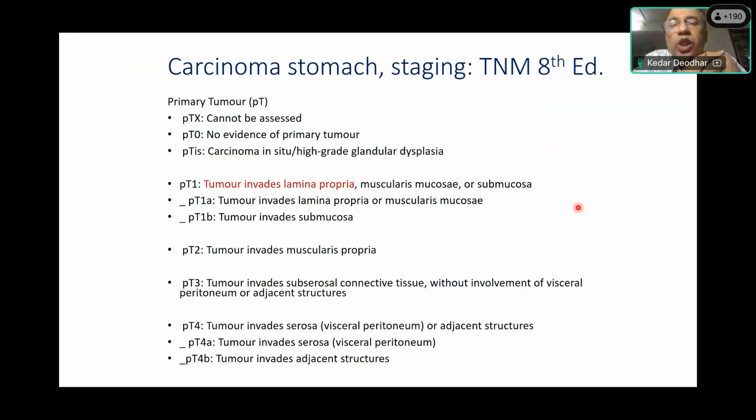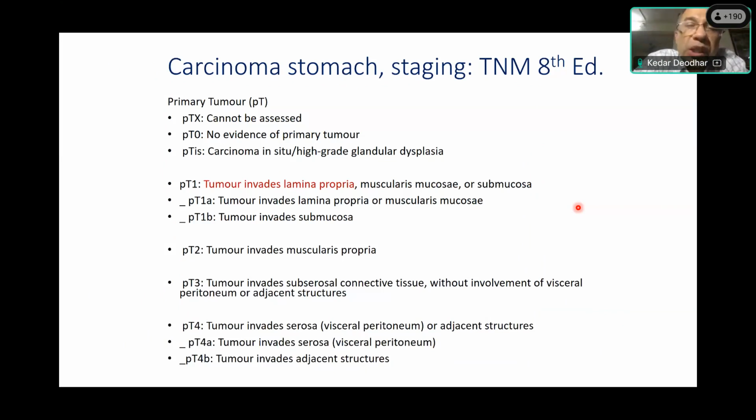Coming to carcinoma stomach, this is actually given in textbooks and in a variety of data sets. We need not go into details of all these slides. pT1 usually is mucosa. pT2 is usually muscularis propria, mucosal involvement, and pT1 is mucosa and submucosa actually, sorry. pT2 muscularis propria, pT3 is subserosa, and pT4 is serosa involvement, pT4a is serosa, and pT4b is adjacent structures.